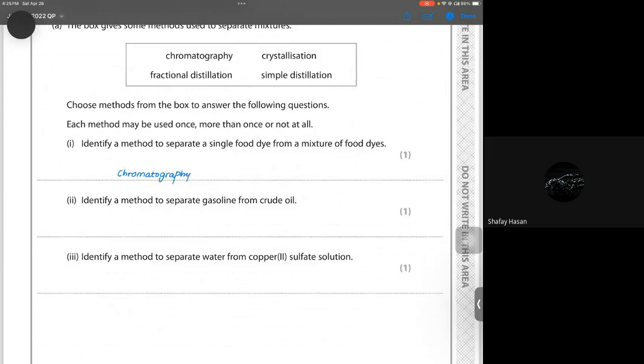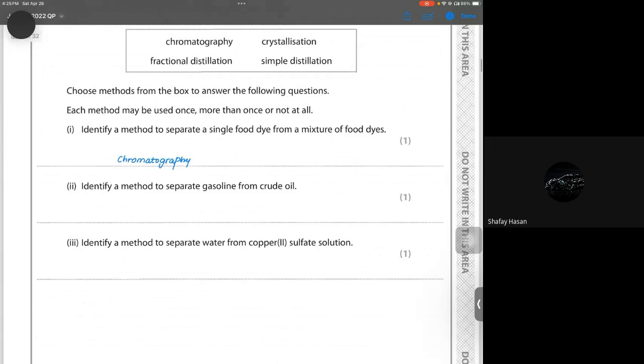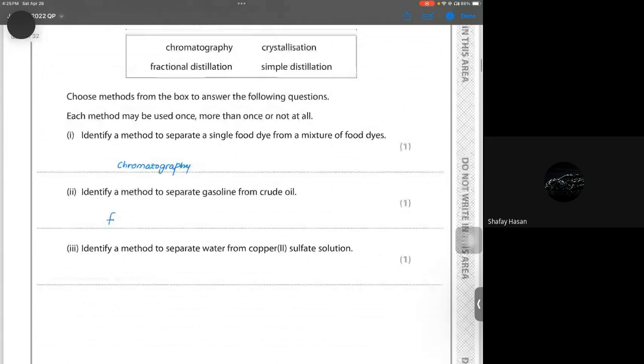Identify a method to separate gasoline from crude oil. Of course, it's fractional distillation.